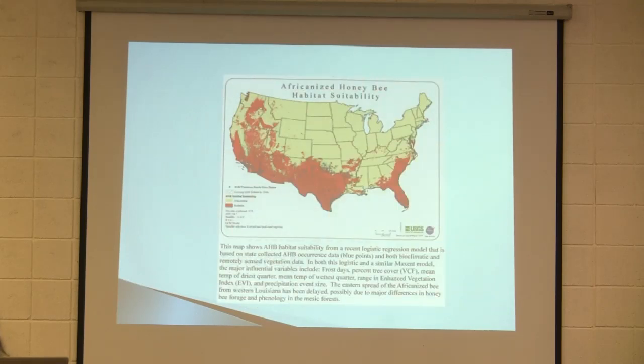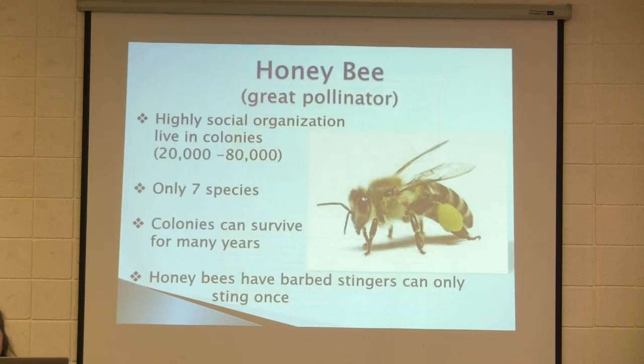And right now, the habitats that are suitable for the Africanized bee are in Florida, Texas, and further up the West Coast. The honeybee, not native to Kansas, are great pollinators. There's only 7 species, and a colony can survive for many, many years as long as the queen is very strong. They have barbed stingers, so they only sting once.